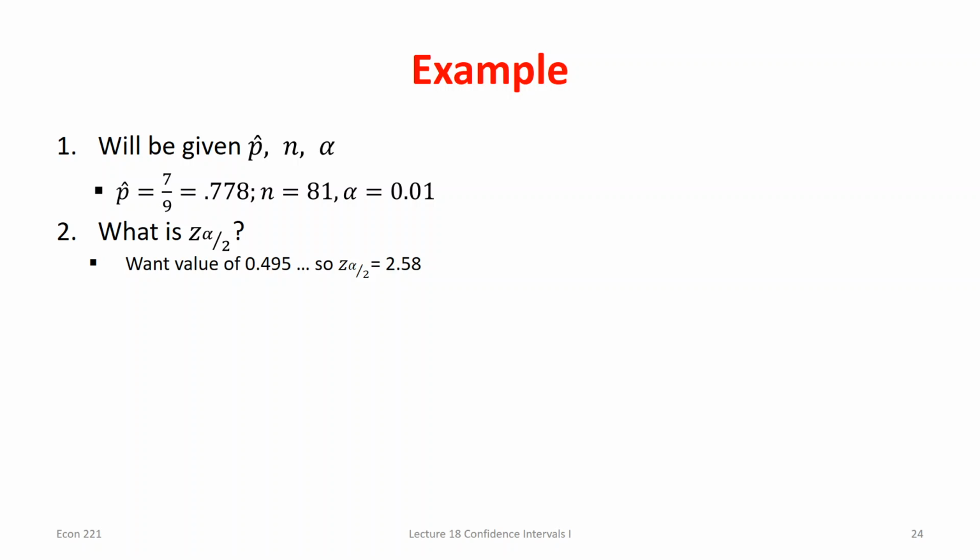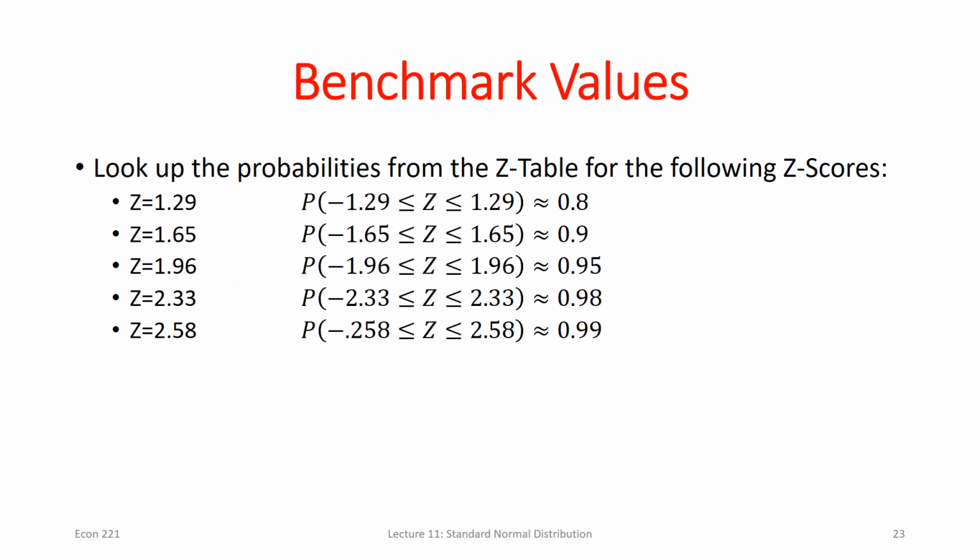We'll find 2.58, right? And that was kind of from our benchmarks here. If I want the alpha of 0.01, the area within my confidence interval is 0.99, that'd be 2.58. Okay.